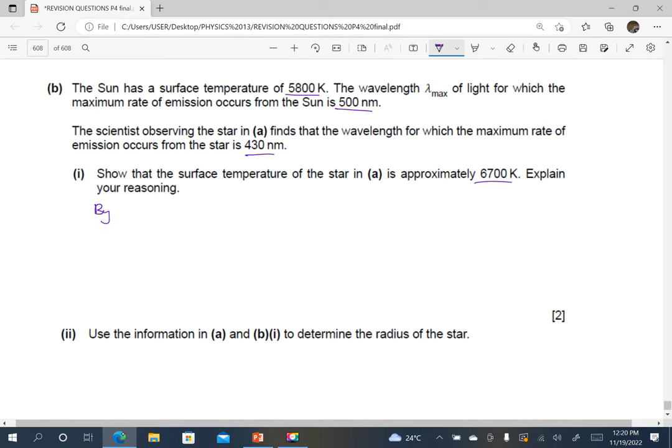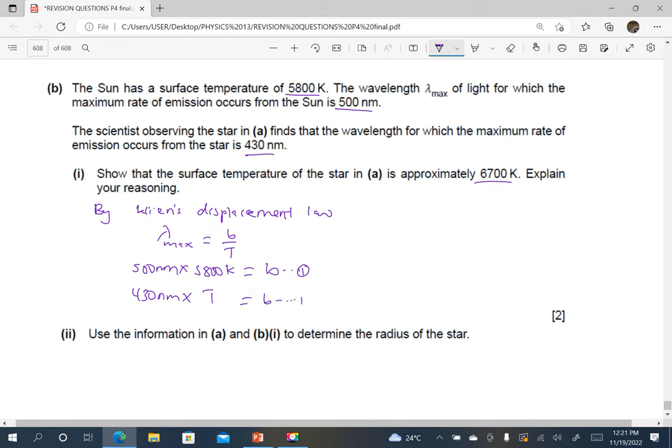By Wien's displacement law, lambda maximum is equal to a constant divided by T. So I'm just going to come up with two equations and equate them to the same constant, or divide. For the sun, the wavelength is 500 nanometers times the surface temperature, which is 5,800 Kelvin. This is equal to a constant. That is one equation. Then for the star, the wavelength is 430 nanometers times the surface temperature T, equal to the same constant. That is the second equation. So I'm dividing the two equations and making T the subject.